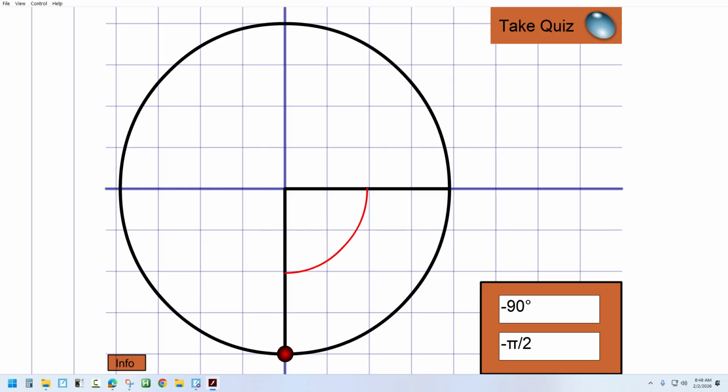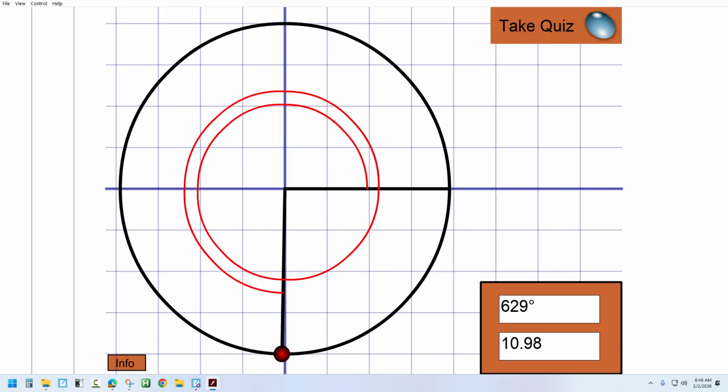Okay, so here's negative 90. I'm going to add one revolution, which is 360, and I get 270. So negative 90 and 270 have the exact same coordinate. I know the number over here is different, but I'm not going to worry about that. I'm just going to worry about what this coordinate would be. Right? And if I did it again, 630 would also have the same coordinate because this red circle is in the same spot.